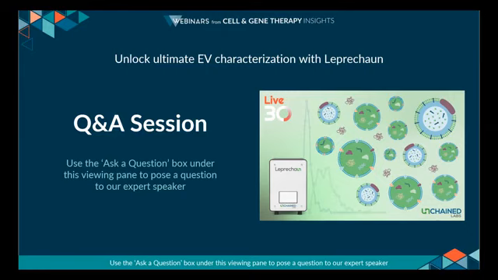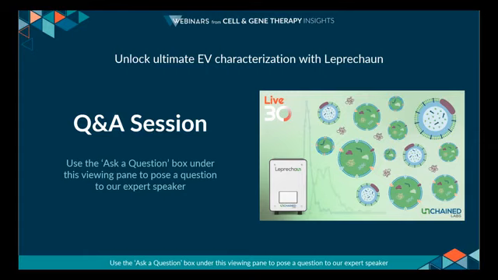Our next question is, can Leprechaun analyze other nanoparticles besides EVs? Great question. Leprechaun can analyze most spherical nanoparticles or enveloped viruses as long as they're between 35 to 200 nanometers in diameter. Besides that, the only other requirement is that there's a protein epitope on the surface, which you can use to capture the particle. So, for example, tetraspanins on exosomes, or an envelope protein if you're looking at a virus.